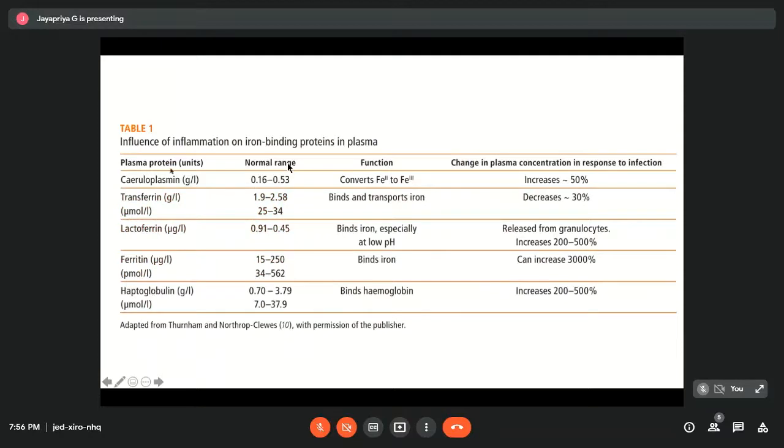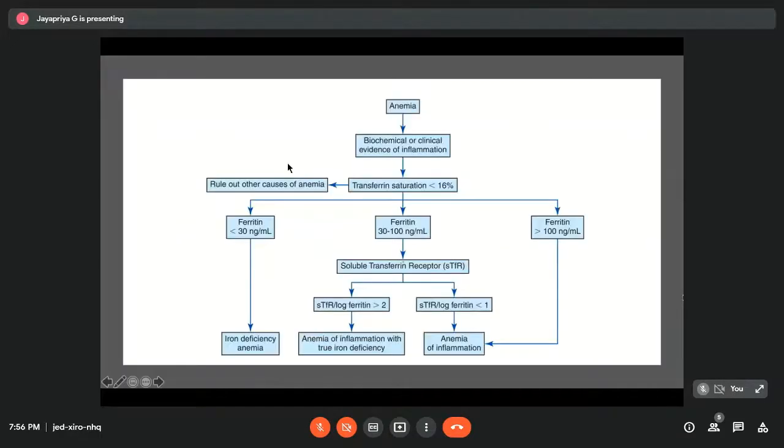So just to show the change in plasma concentration of the various plasma proteins in response to infection, you can see that ferritin can increase around 3000%, while transferrin production is actually decreased by around 30%. So as already said, the soluble transferrin receptor is also one marker which can help in differentiating anemia of inflammation from iron deficiency anemia.